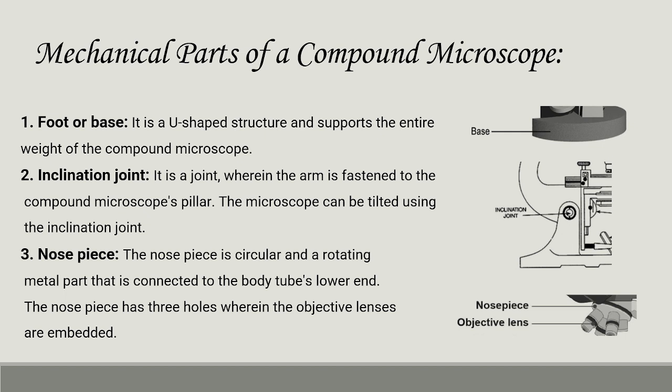Third one is nose piece. So what is nose piece? The nose piece is a circular and rotating metal part that is connected to the body tube's lower end. So it is the part where objective lenses can be fitted. The nose piece has 3 holes where the objective lenses are embedded. So in the basic compound microscope there are 3 holes to connect the 3 lenses, and in higher compound microscopes there are 4 holes to connect 4 objective lenses, containing one very low power objective lens.